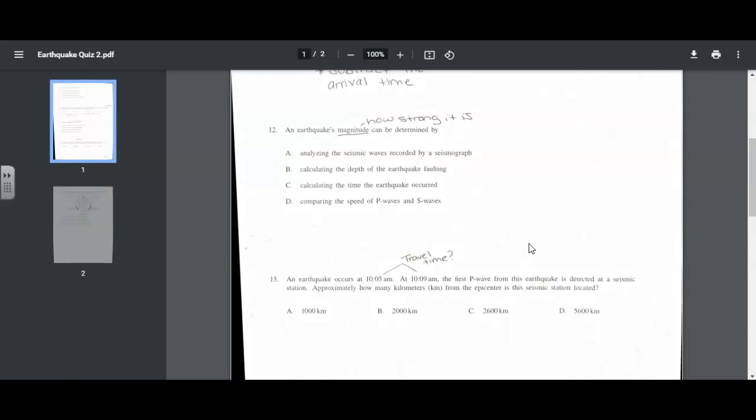Number 13, an earthquake occurs at 10:05 a.m. At 10:09 a.m., the first P wave from this earthquake is detected at a seismic station. Approximately how many kilometers from the epicenter is this seismic station located? Okay, so you are able to figure out the travel time of that P wave by looking at when the earthquake occurred and when that P wave arrived. Figure out the travel time and use that to figure out how many kilometers from the epicenter the seismic station is located.